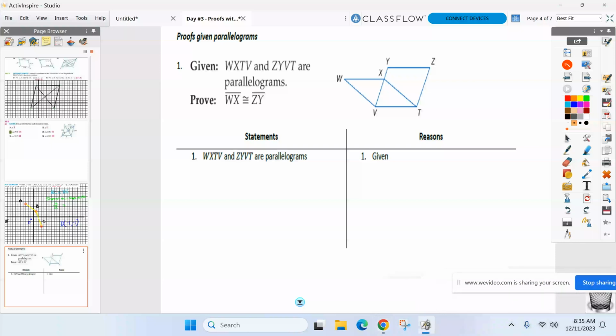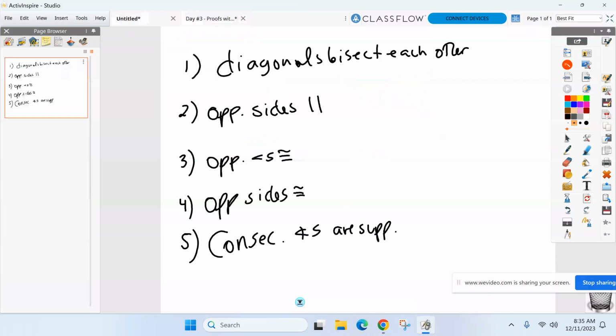Okay, today, proofs with parallelograms. Let's use all those properties. I will let you know, hopefully to make your life a little bit easier, the one property we probably won't ever use in a proof is this one right here. Consecutive angles are supplementary. It's still a property, but we usually don't use it in a proof at all.